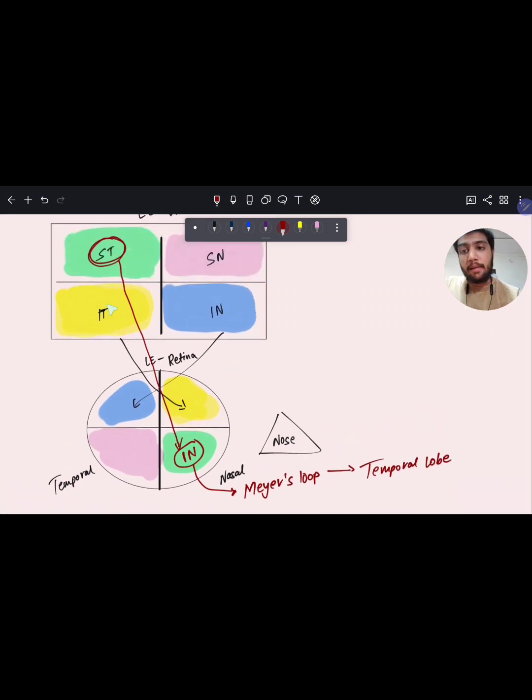एंड द इंफीरियर टेम्पोरल क्वाड्रंट वो अपना प्रोजेक्शन कहाँ देगा? प्रोजेक्शन देगा टू द सुपीरियर नेजल क्वाड्रंट ऑफ द रेटिना, और यहाँ से निकलते हैं सुपीरियर फाइबर्स, और इन फाइबर्स का हम नाम देते हैं बॉम्स लूप, एंड ये जाते हैं पैराइटल लोब में.